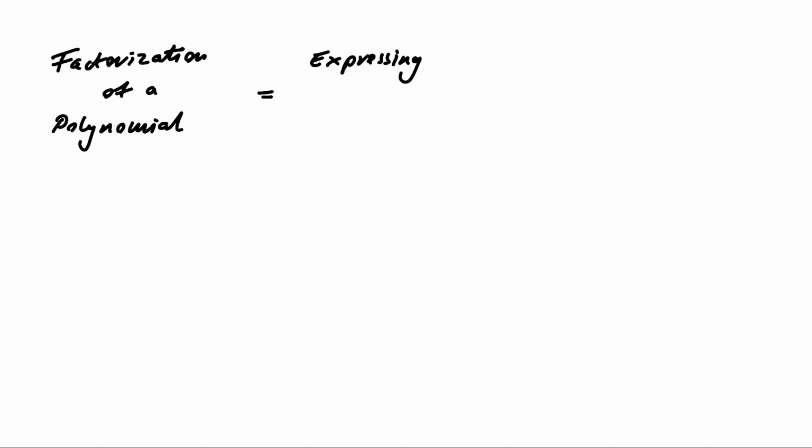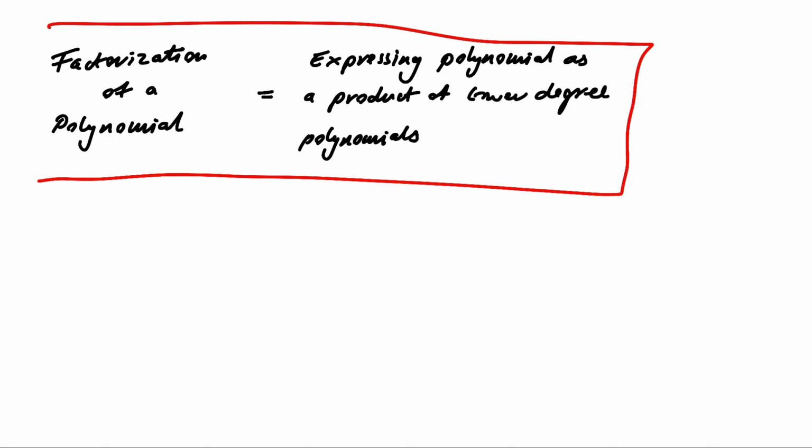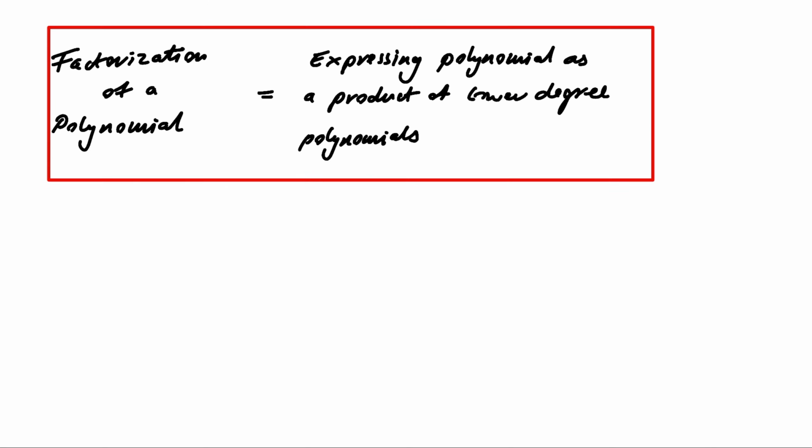Expressing a polynomial as a product of lower degree polynomials. That's what factorization means. Now we have an example above. We've just done one in a sense.